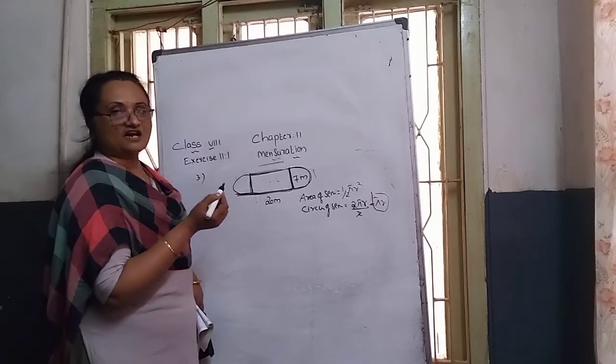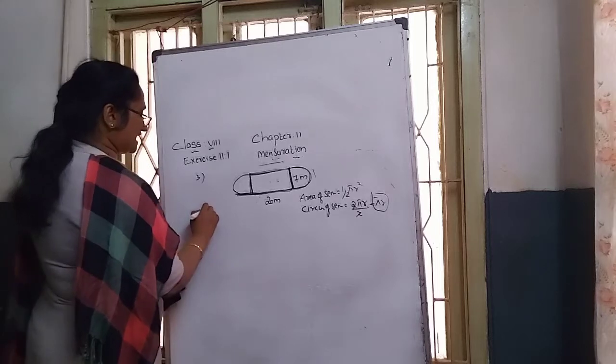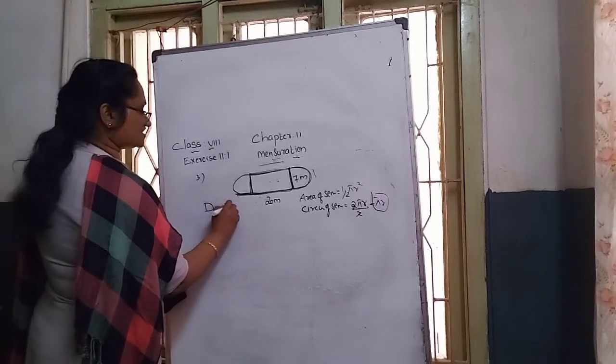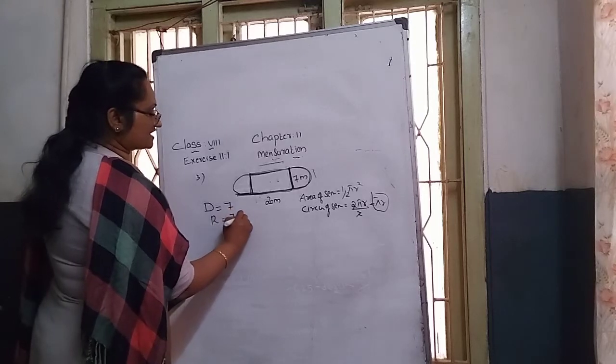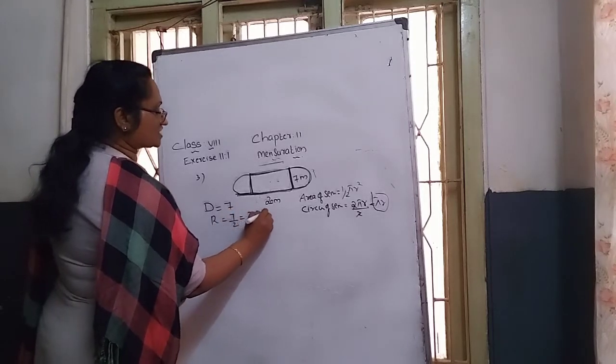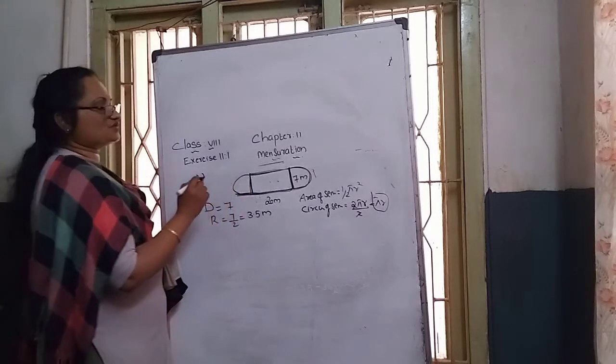So we can write half of the 7. The diameter is given as 7, so the radius is half of 7. That is 3.5 meters, the radius.